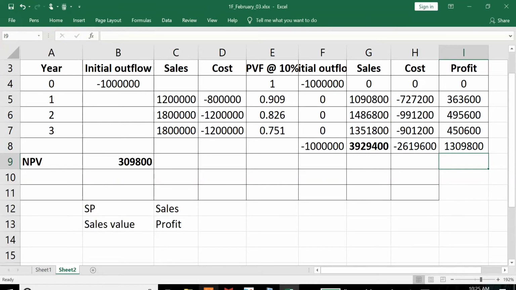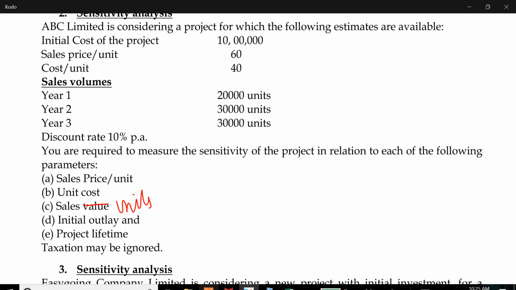Now I cannot say that sales value means selling price, which is not a good assumption, because already I have a separate parameter. Clear? Any doubts on this? Now computation of sensitivity percentages. Point number A, sales price.